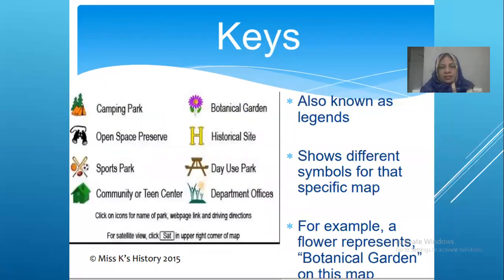The key, formed here, is also known as the legend. It shows the different symbols for that specific map. For example, a flower represents the botanical garden on the map. As plants and flowers are grown in a garden, we can represent a garden with a flower. So all these symbols in the key represent different things on the map.